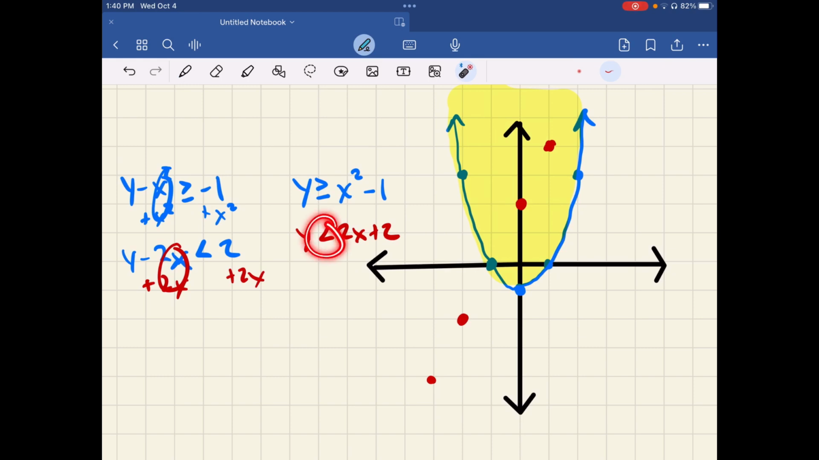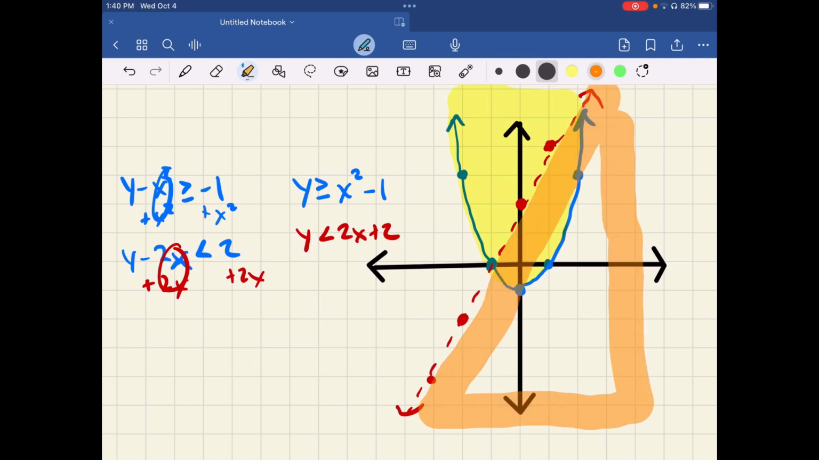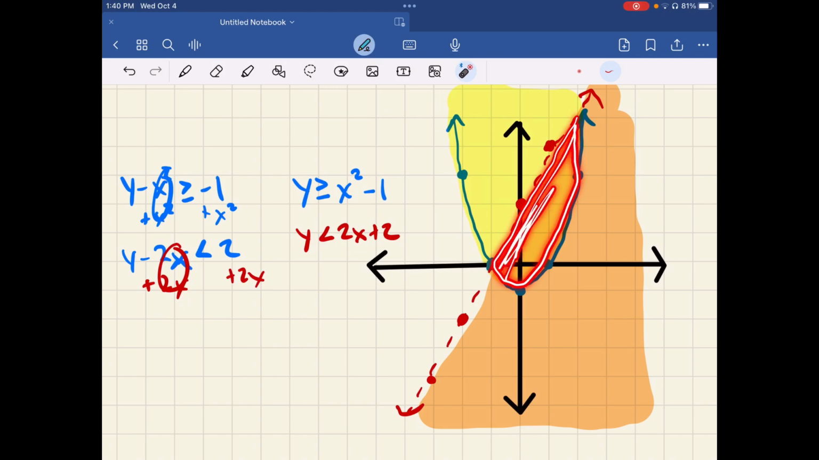Now this one says less than with no equal to, so I'm going to use a dotted line to connect my points. And then I'm also going to notice that my y is smaller, so I'm going to shade down. So if I shade below my red line, I get this here. And now I see the overlapping area is right in here. So I've got this little shape here that is going to be my solution. So any point, any coordinate that is inside of this shape is a solution.